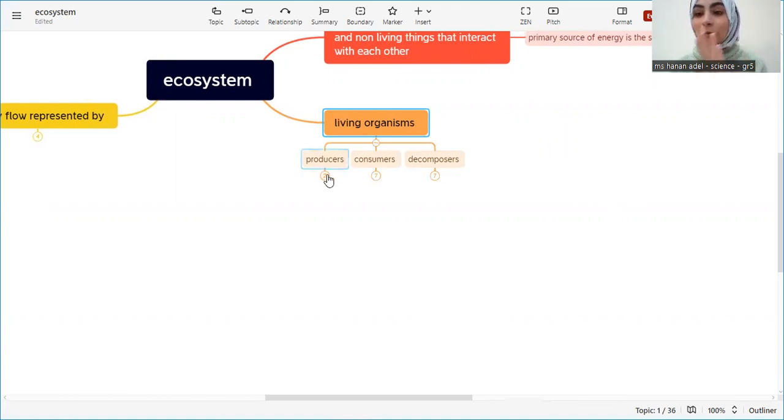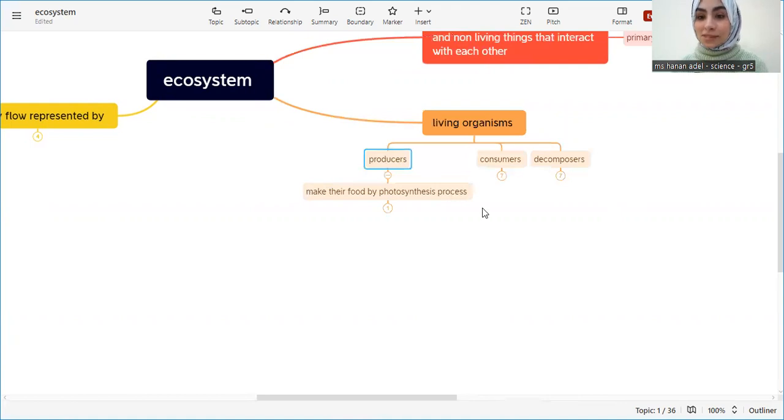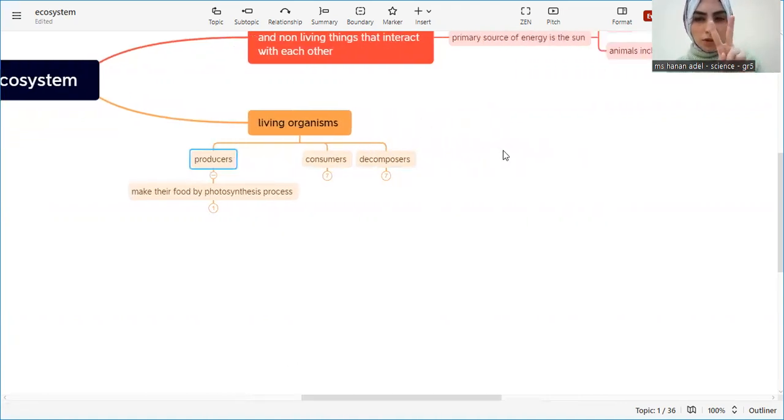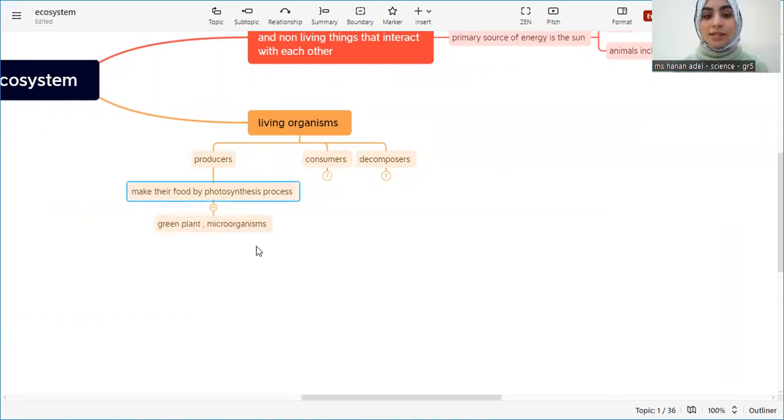Producers are the only ones that make their food by themselves, the only ones. And consumers and decomposers, both of them, have to feed on another thing. But why do we put them in two different categories? I will tell you now the difference between them. But let's take an example for producers first. It's like green plants and microorganisms. These are the two examples that we speak about in the curriculum about producers.